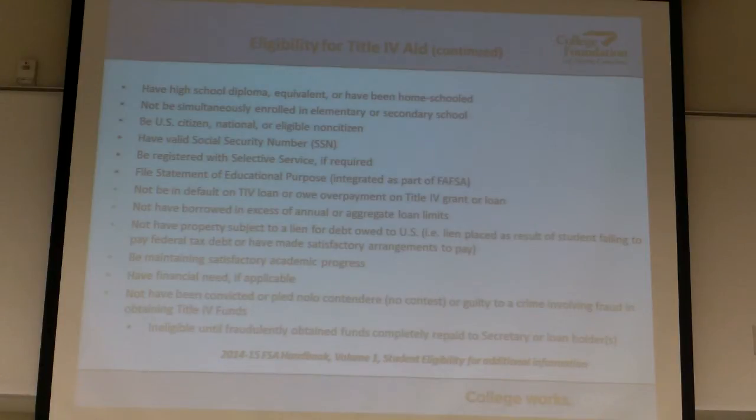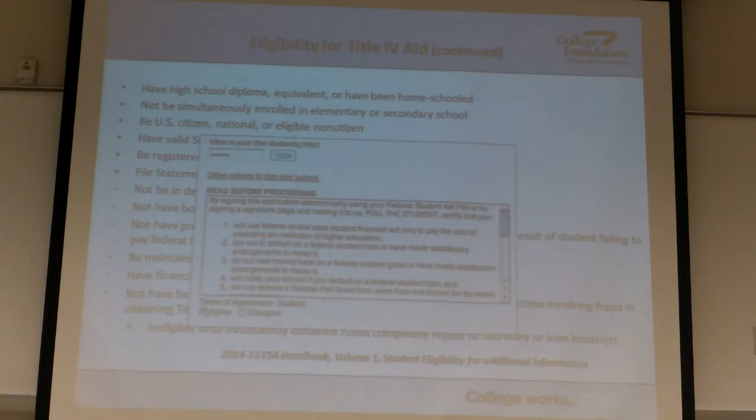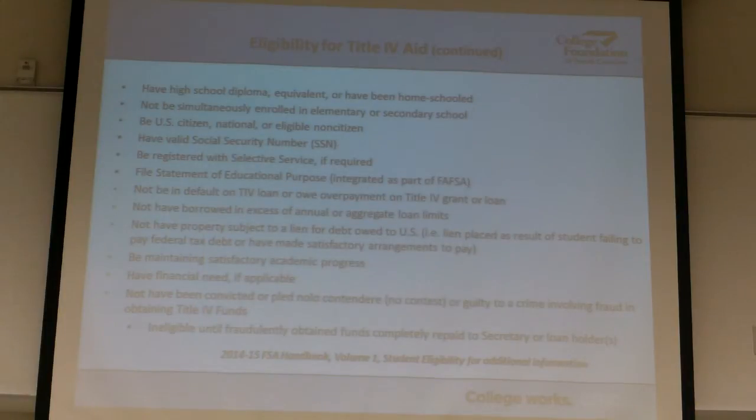The student has to file a statement of educational purpose on the FAFSA. It looks like this. At the end of the FAFSA, when they sign and submit the FAFSA information, they make what I like to call the FAFSA pinky swear. It's where they say, I pinky swear that I will use Title IV aid to cover educational expenses, educationally related expenses, and I promise a few other things. But that's the FAFSA pinky swear in there. That's their statement of educational purpose.